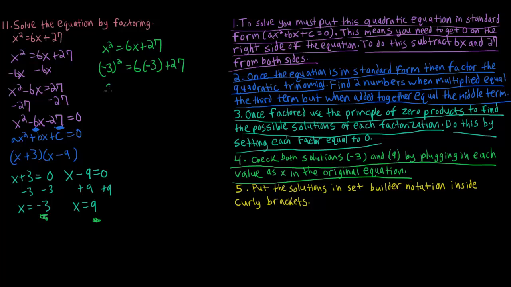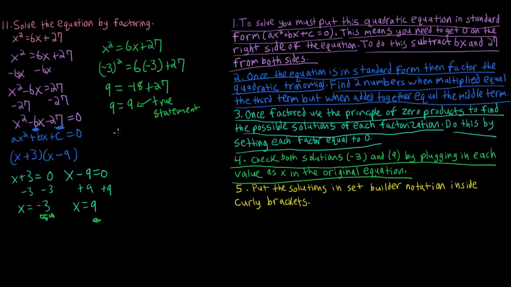(-3) squared is +9 equals 6 times -3 is -18, plus 27. 9 equals -18 plus 27, which is +9. 9 equals 9. This is a true statement. So we know that -3 is one of our solutions, and now we need to plug in the 9 value.